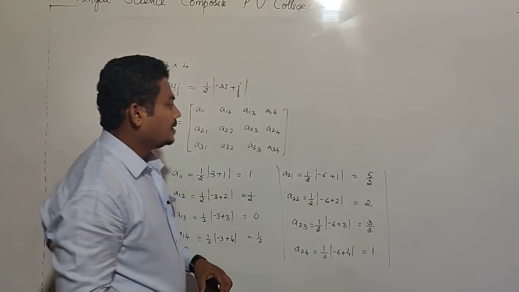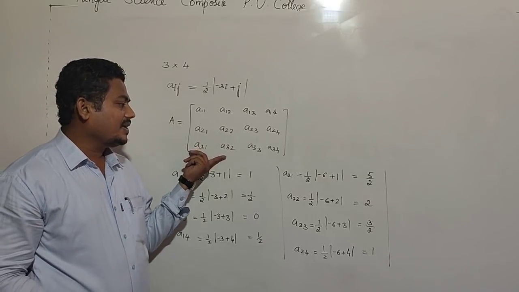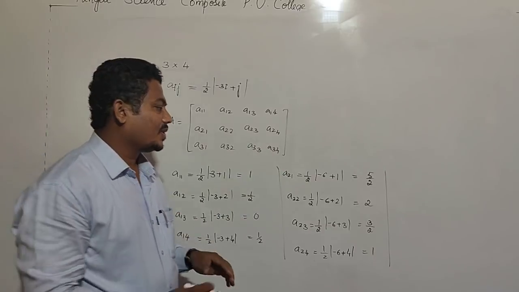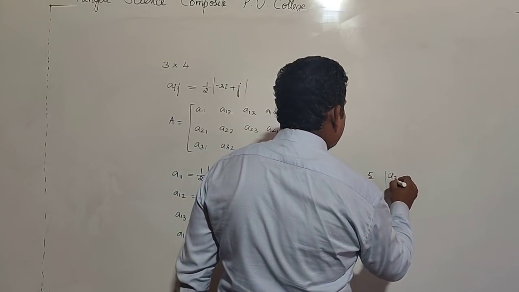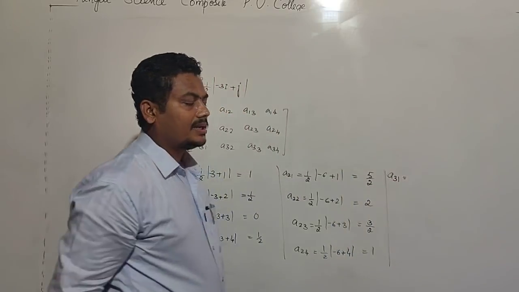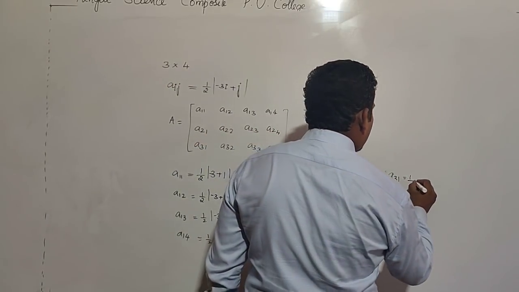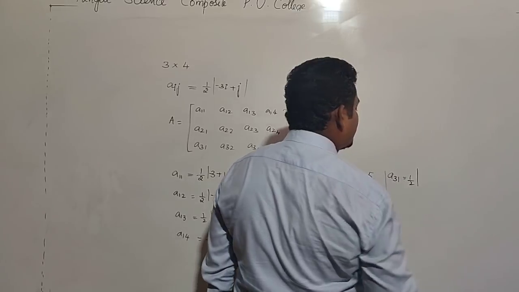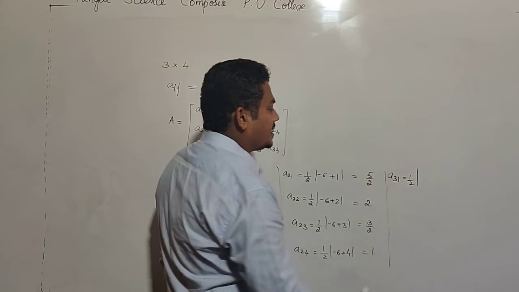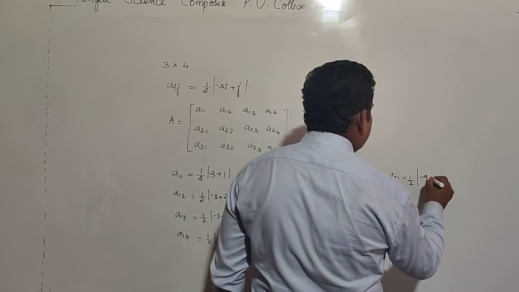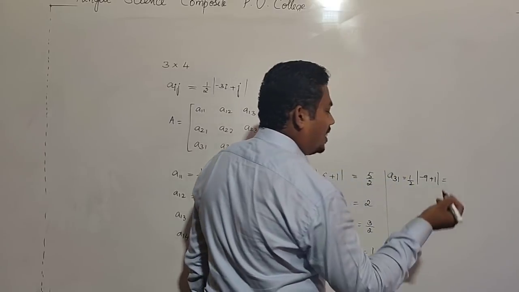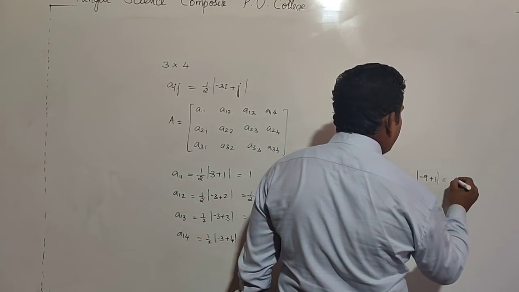Next, similarly write all the elements of the third row from A31 to A34. What is A31? Simply replace I value 3, J value 1, is equal to 1 by 2 times modulus of minus 9 plus 1. Modulus of minus 8 is plus 8, divided by 2 is 4.